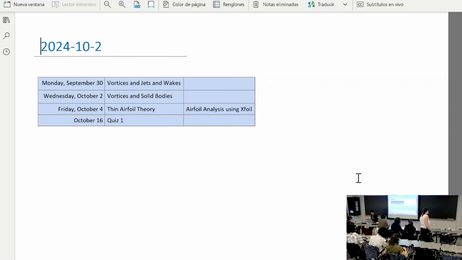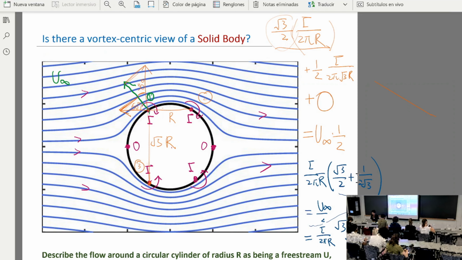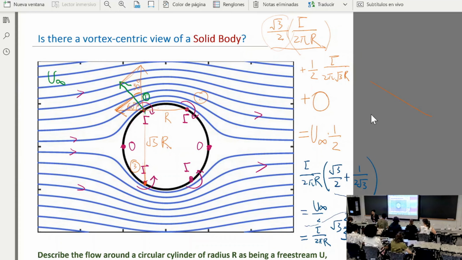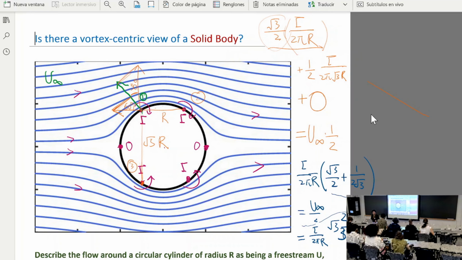Okay, good morning. So today we are going to continue from last time and start to talk about thin airfoil theory. Last time we ended by trying to compute the circulation of these four vortices so that the flow is tangential to the surface, right? So basically, in this case, it gives us one equation to solve for the circulation of the vortex, and from the circulation of the vortex, we then can compute the flow field.